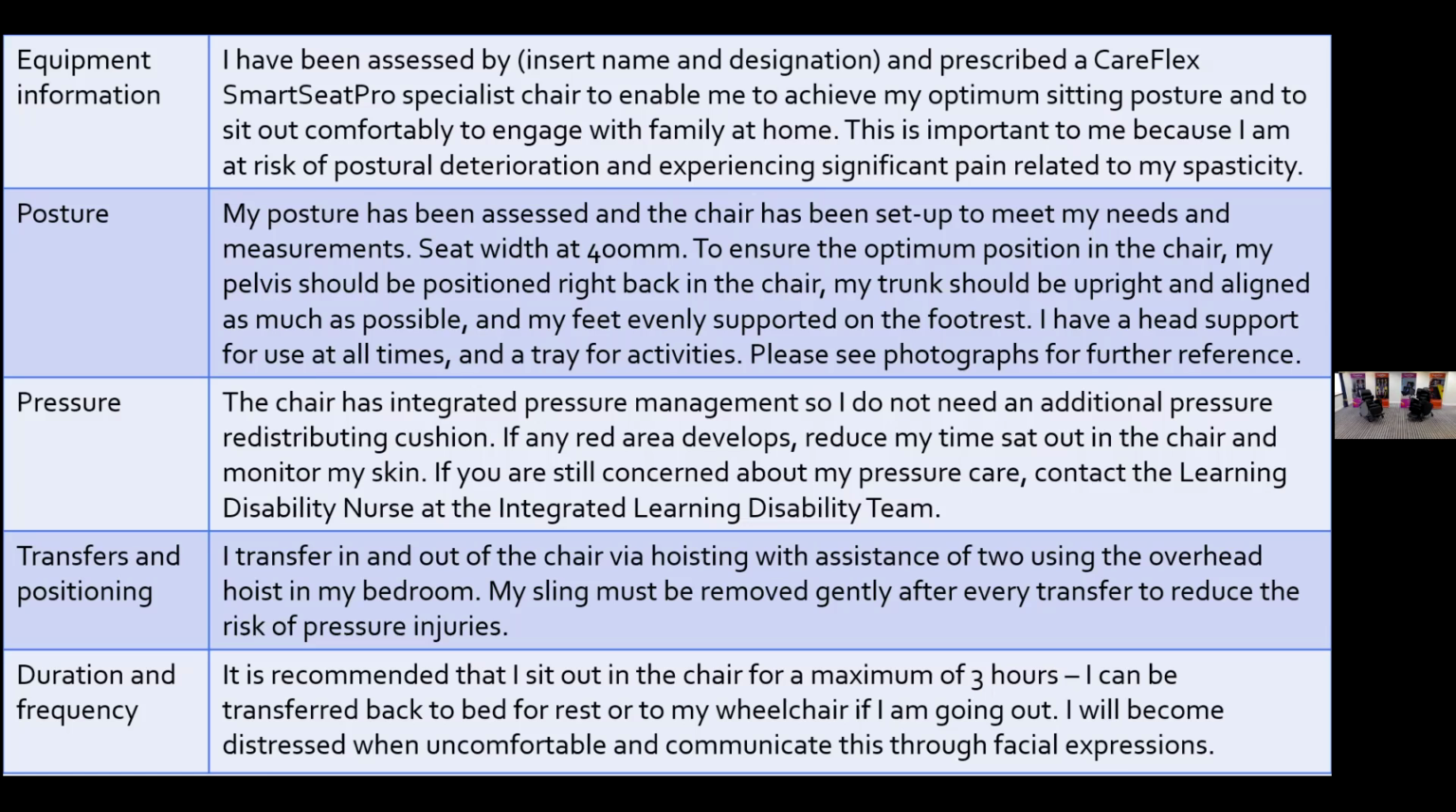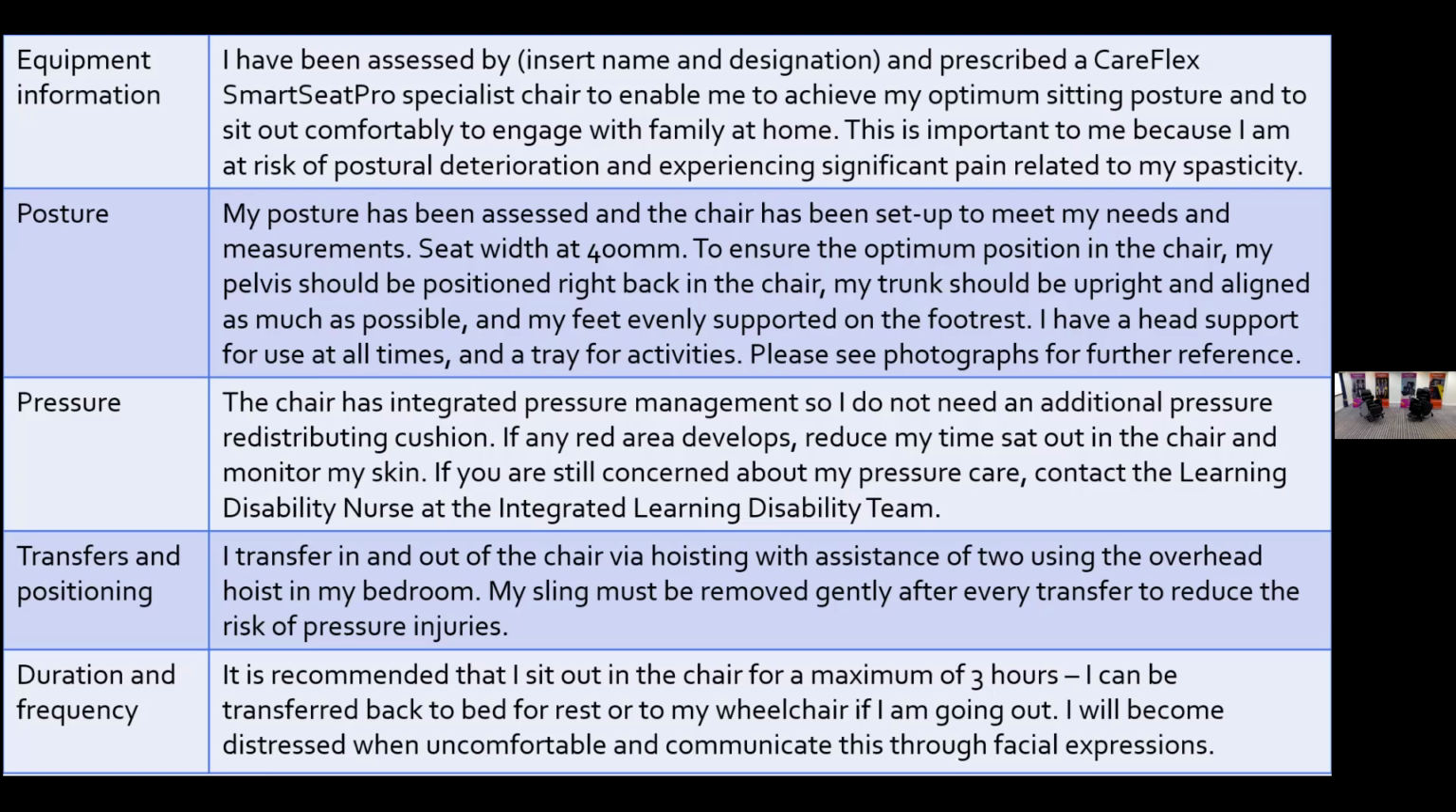For Callum, to ensure the optimum position in the chair, my pelvis should be positioned right back in the chair, my trunk should be upright and aligned as much as possible, and my feet evenly supported on the footrest. I have a head support for use at all times and a tray for activities. Please see photographs for further reference. So again, putting those photographs in is really key, especially for more complex setups of the chair.